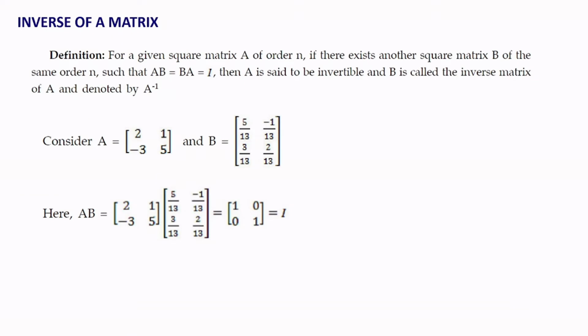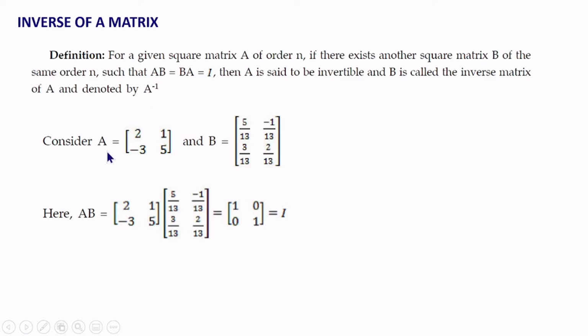Now first we will see what is the inverse of a matrix. If we have a square matrix A of order n and if there exists another square matrix B of the same order n such that AB equal to BA equal to the identity matrix I, then we say A is invertible and B is called the inverse matrix of A. And the inverse of A is denoted by this symbol A inverse.